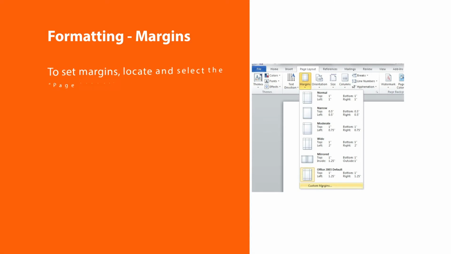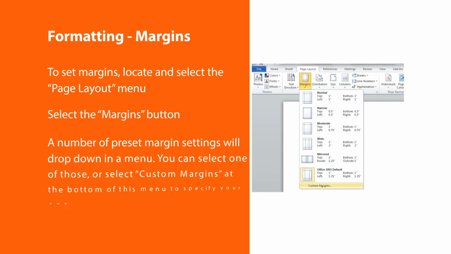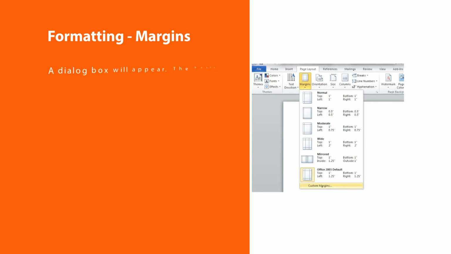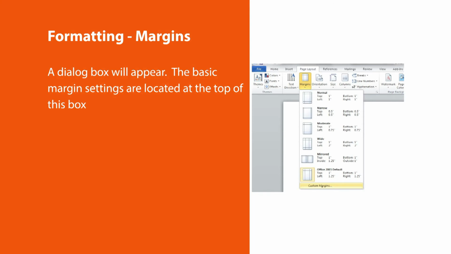To set margins, locate and select the page layout menu. Select the margin button. A number of preset margin settings will drop down in a menu. You can select one of those or select custom margins at the bottom of this menu to specify your own. A dialog box will appear. The basic margin settings are located at the top of the box.